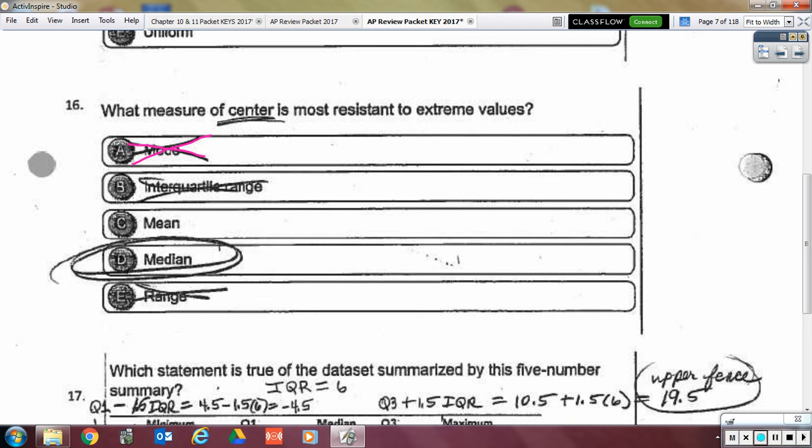So among the mean and the median, which measure of center is resistant to extremes? What does it mean to be resistant?